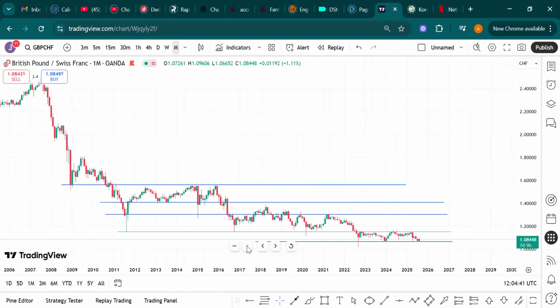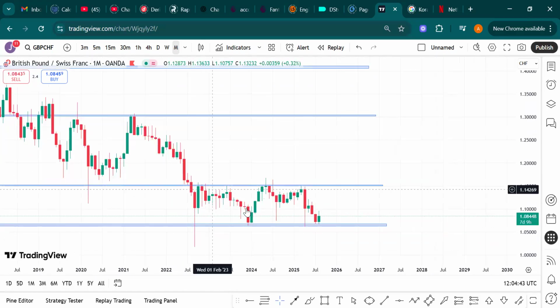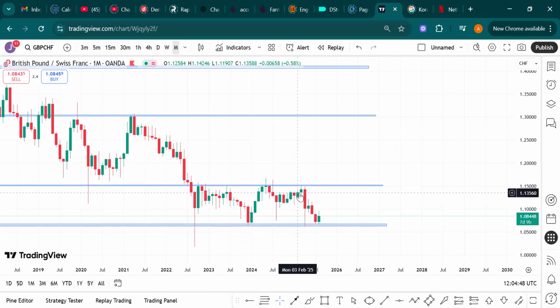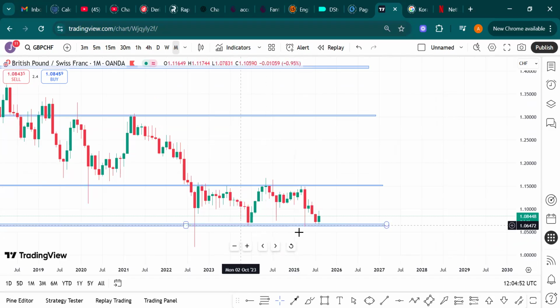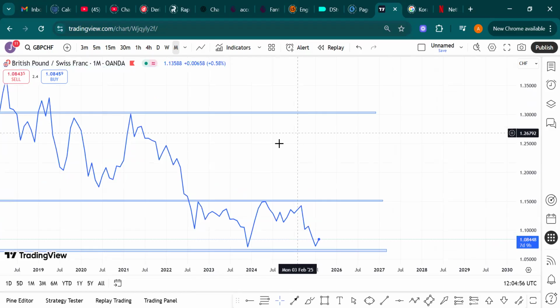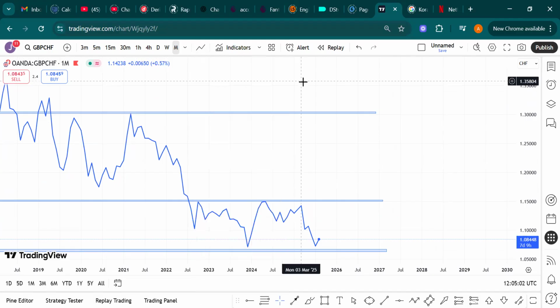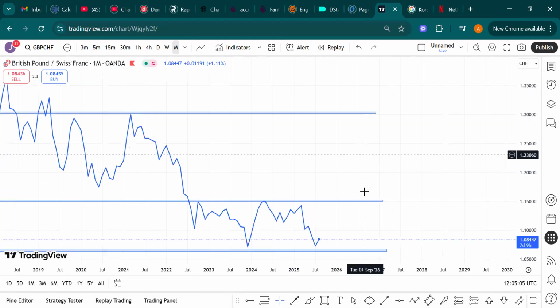But if I zoom in, we can see that after making this lower low, it made a lower high, ranged, and came back to the same level, making a sort of double bottom. Now, for those that have been following me, you know that what we mainly try to achieve with the monthly time frame is to get our directional bias.